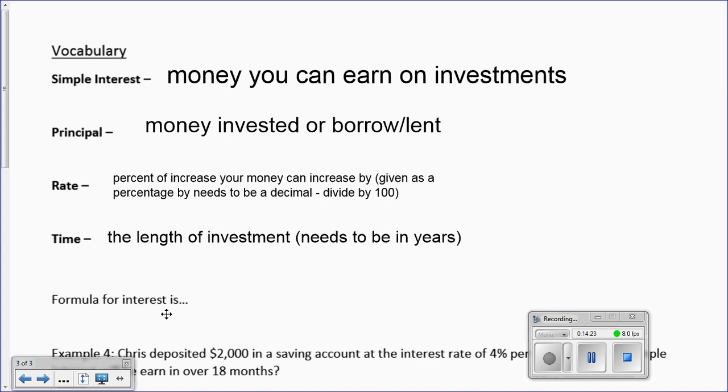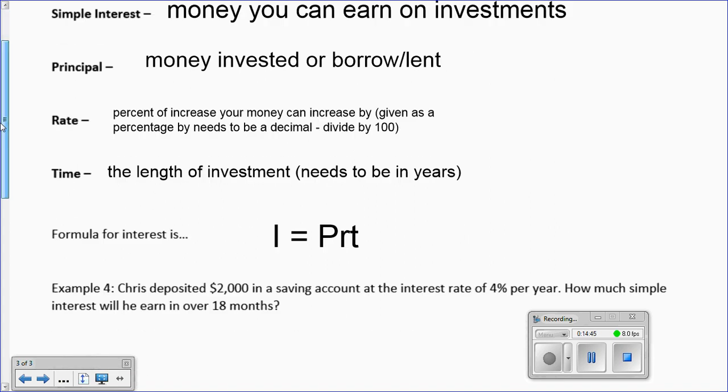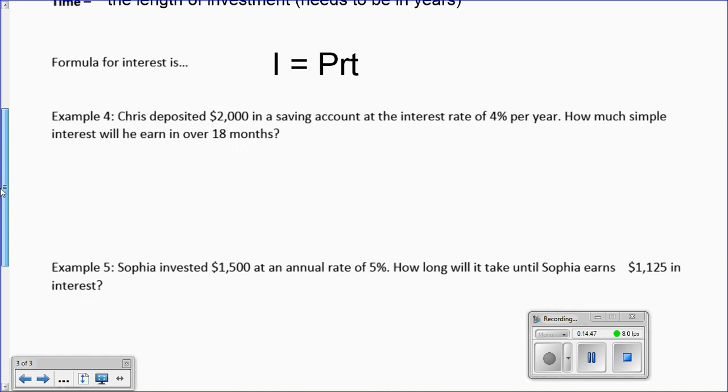Okay? The formula for it is the simple interest equals the principal, the P, times the rate, times the time. Okay? And a way to remember it is "I'm pretty." Just I'm pretty. Okay? That's how you remember it. So, a couple of examples, and then you do one on your own.